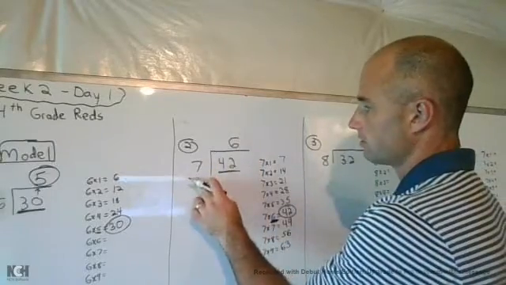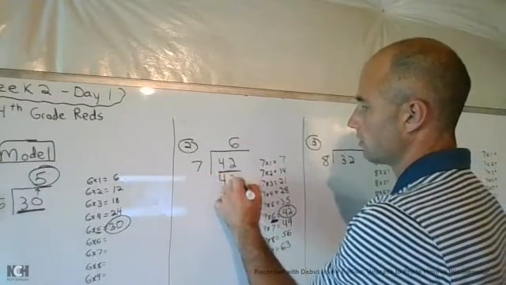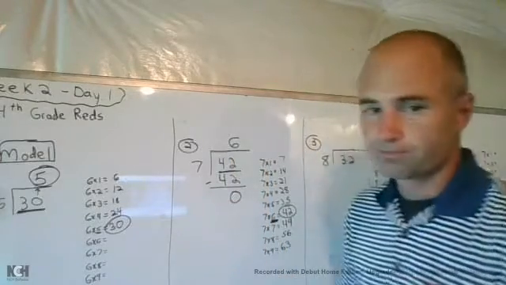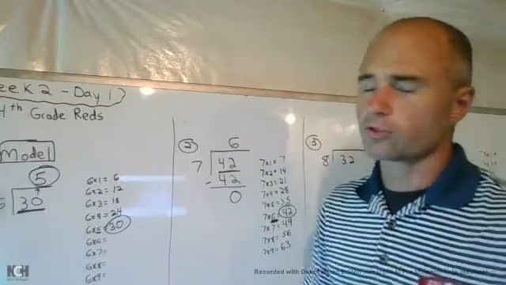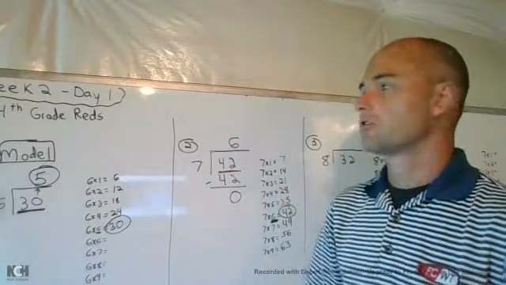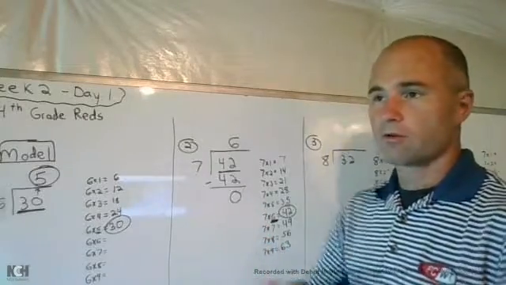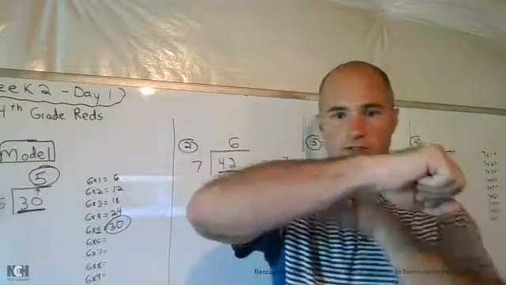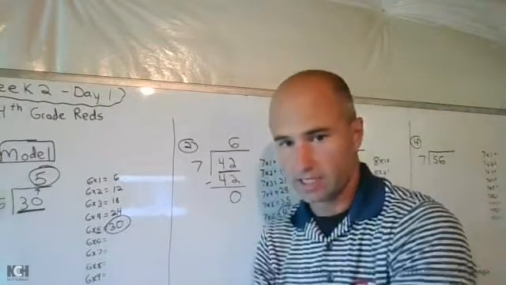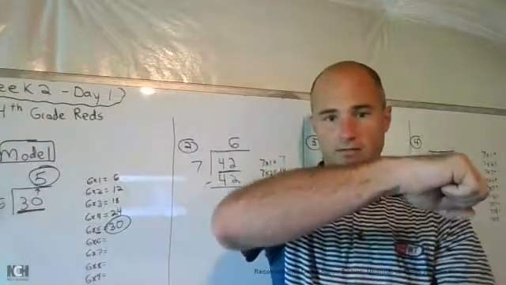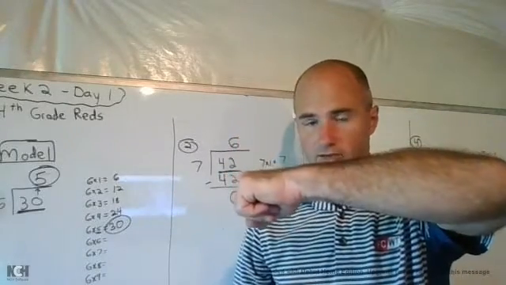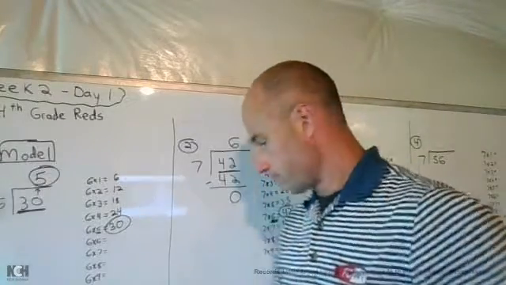6 times 7 equals 42, and you can see nothing is left over. So I have a little trick here. I love to act things out, okay? So here's my division symbol. Divide, multiply, subtract, bring down. Divide, like a division symbol. Multiply. Subtract, like a subtraction symbol, and then bring down.